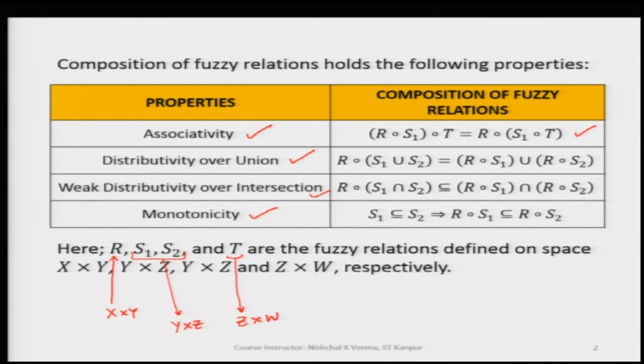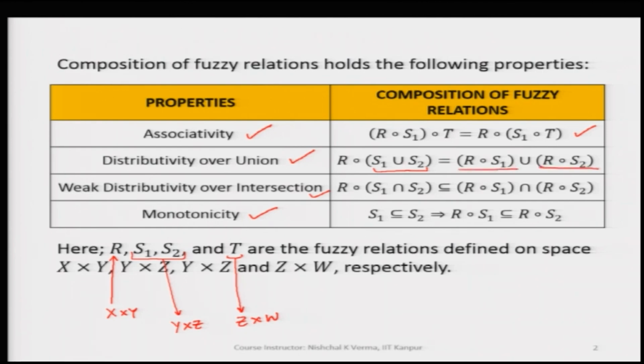Similarly, distributivity over union. We have a composition here, and please understand that this small o is the symbol for composition. So, R small o, the composition with S1 union S2, is equal to the union of R composition S1 and R composition S2.